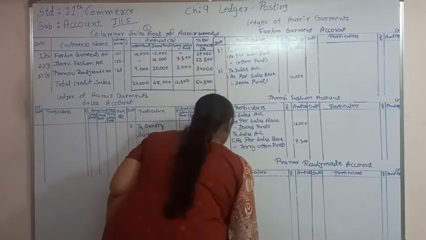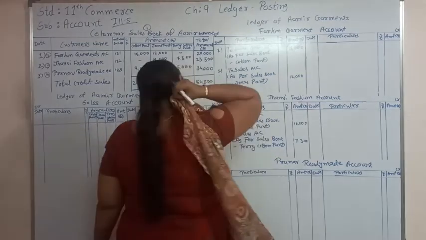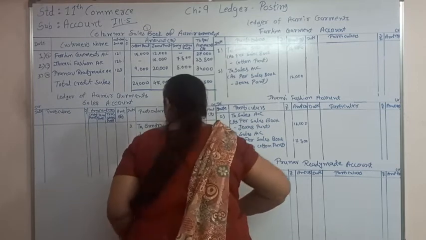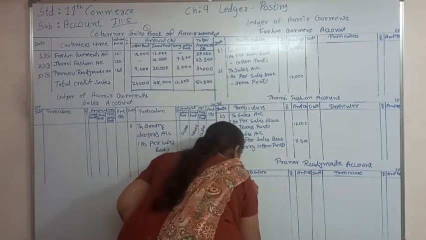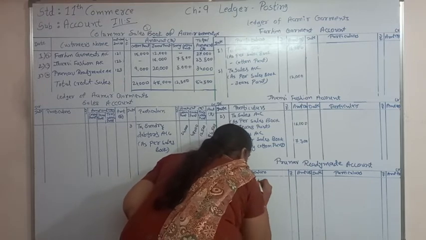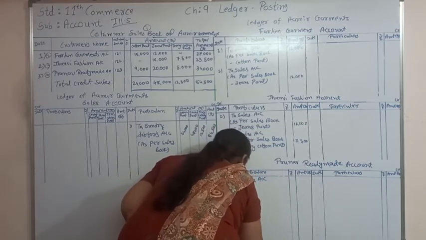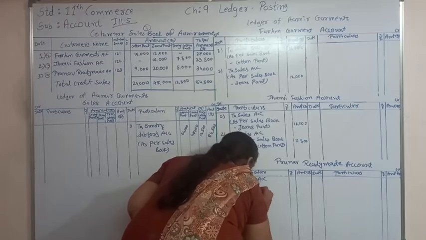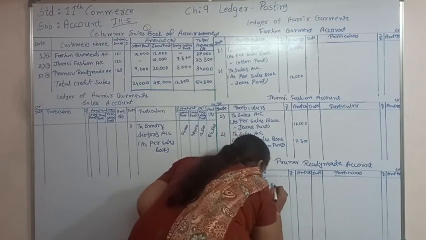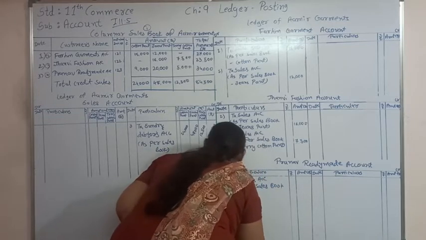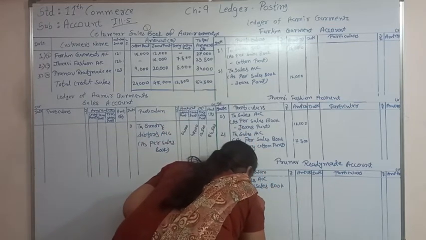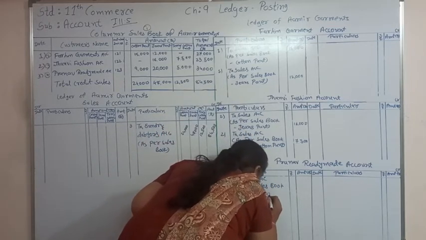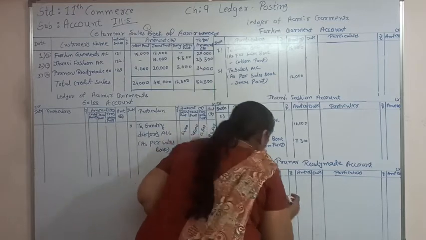So on the debit side of Pranav ready-made, we are going to write down date number 3 and here to sales account as per sales book. And the very first thing is cotton pant, and it is of rupees 9,000.